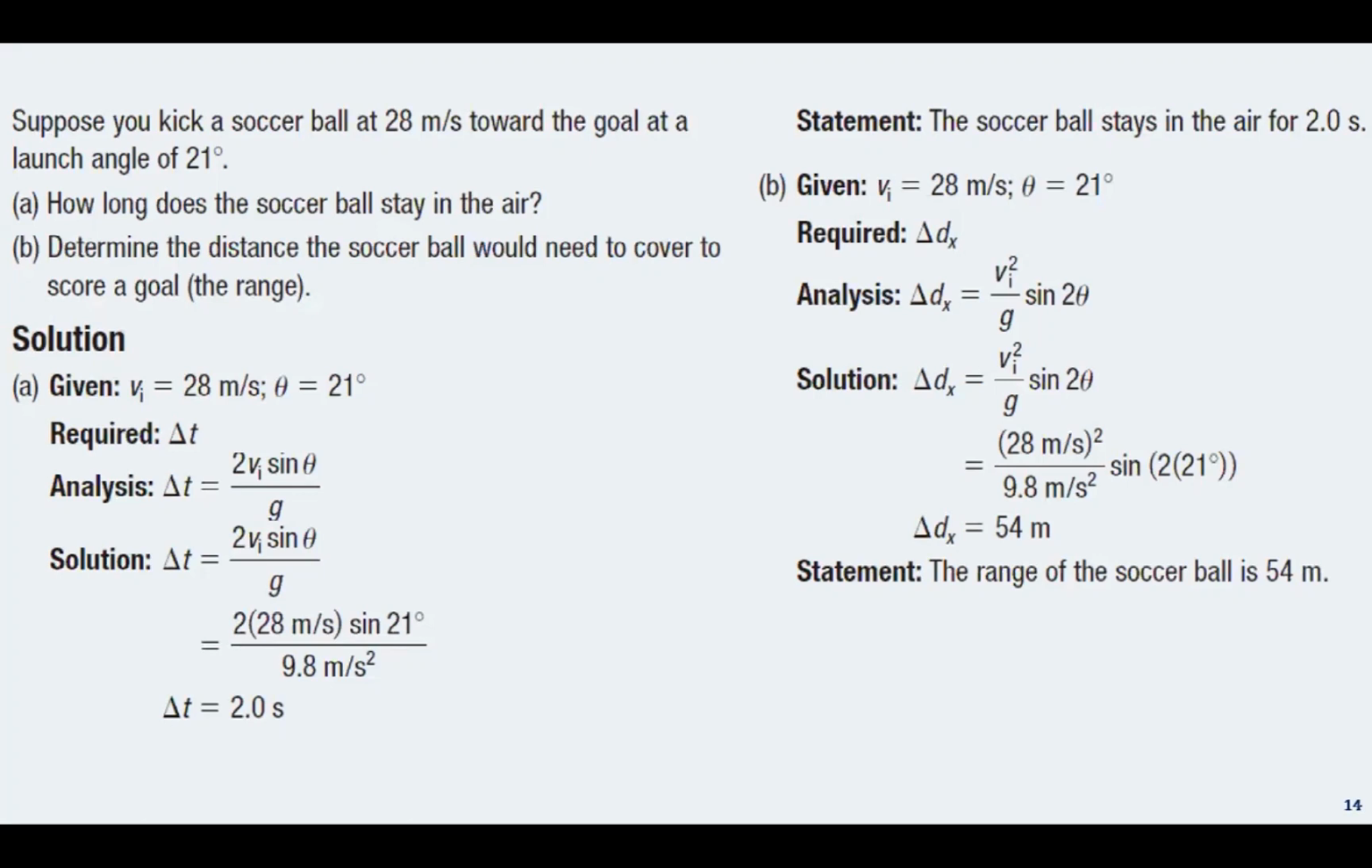Oh, sorry, not the range formula. That's the formula for delta t. In the second question, we need to use the formula for the range, right? The range of the soccer ball is delta dx equals vi squared over g times sine 2 theta. And we know vi, we know g, and also we know theta. So put all the values in. The solution is delta dx is 54 meters. So the range of the soccer ball is 54 meters.